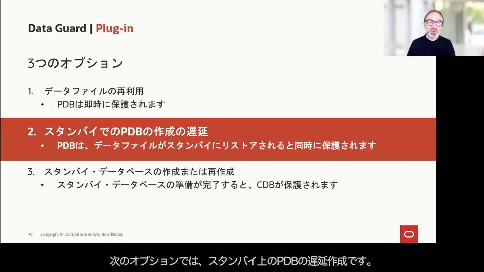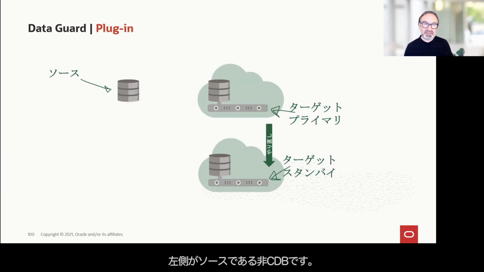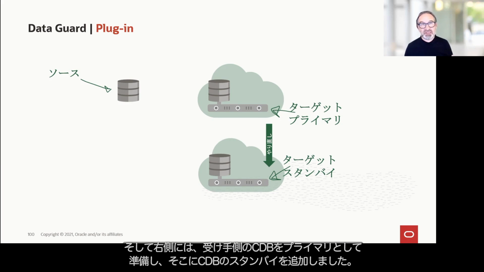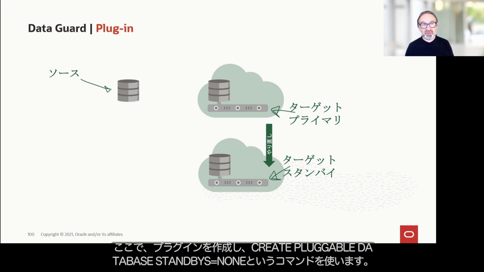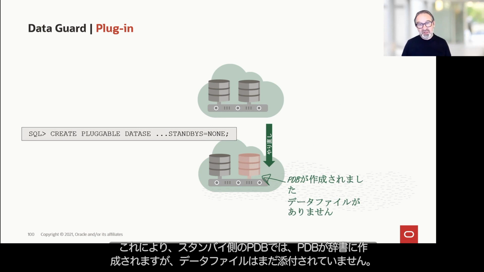Next option, we defer now the creation of the PDB on the standby. So our PDB is protected as soon as the data files are restored on the standby. On the left side, this is our source, our non-CDB. And on the right side, we have prepared now our receiving CDB as a primary, and we added already a CDB standby to it. Now I will plug in and I will use the command create pluggable database standbys=none. This will lead on the standby side of my PDB that the PDB gets created in the dictionary, but no data files are attached to it yet.